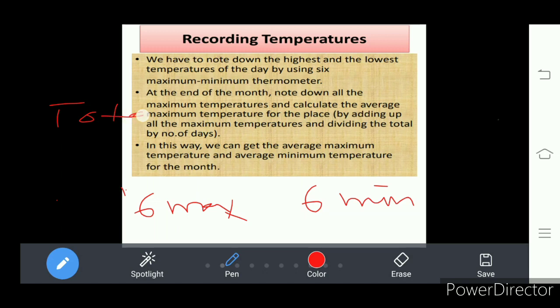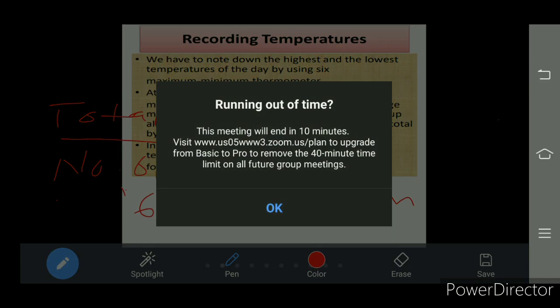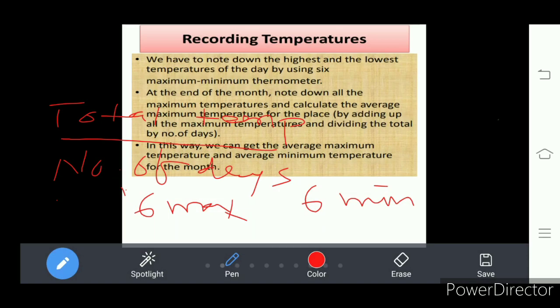Total temperature we should take, and that should be divided by number of days. How many days have you recorded? 15 days. So 15 days we have to take. Here, at the top, it is the total temperature recorded. Which temperature? That means maximum temperatures.